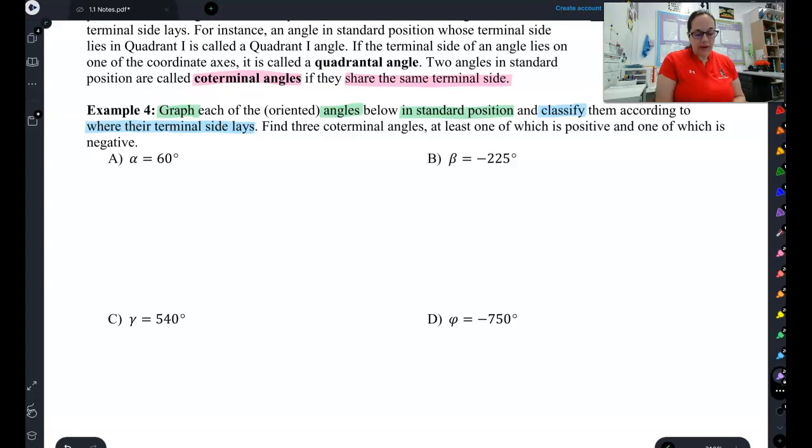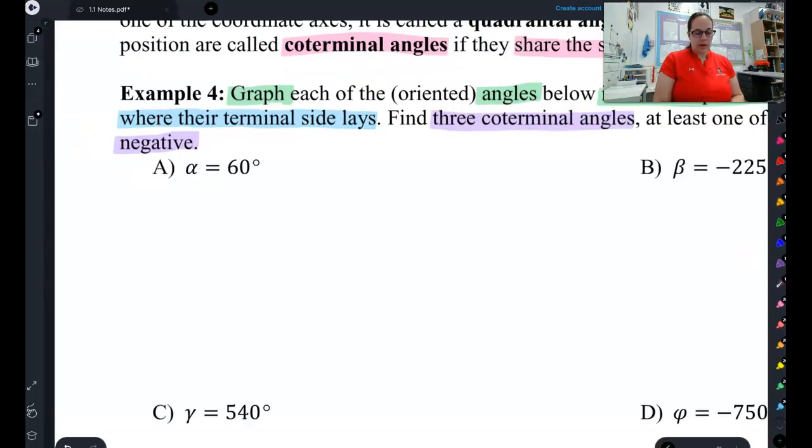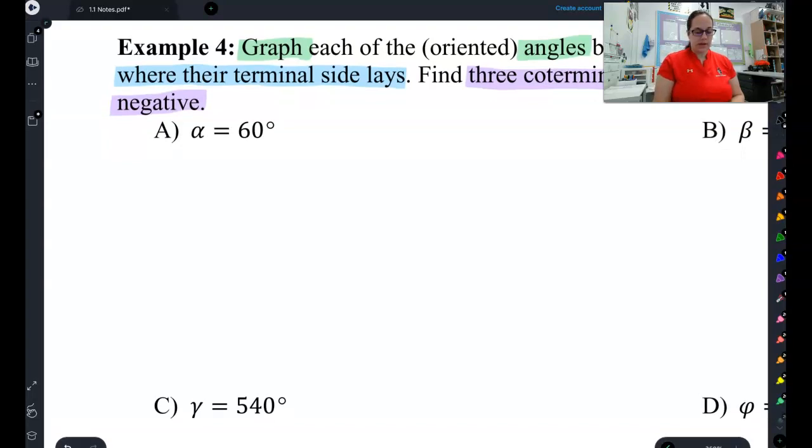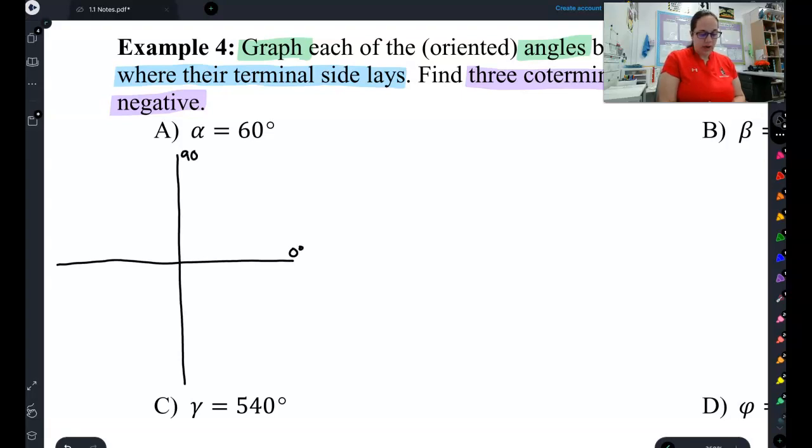Finally, we're going to find 3 coterminal angles, and it says we want at least one that is positive and one that is negative. So that's where we're going to start. Let's start right here with this 60 degrees. To graph it in standard position, I have my coordinate grid, 0, 90, 180, 270, and 360.